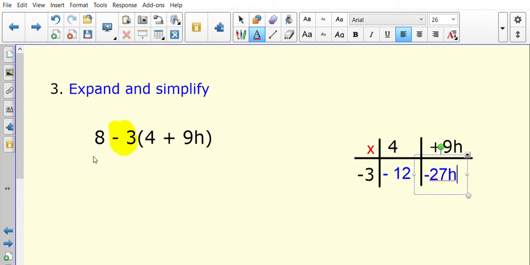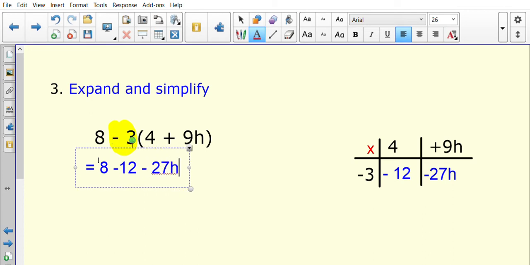So when I bring it over here, the 8 is on its own, so we can still have it there. But now I have minus 12, as we've just discovered, minus 27h. So when we collect our like terms, I've got positive 8, remember, minus 12, which gives me an answer of negative 4. And then I've no other h's, so I can leave it as minus 27h. If you had that round the other way, it would be negative 27h minus 4.